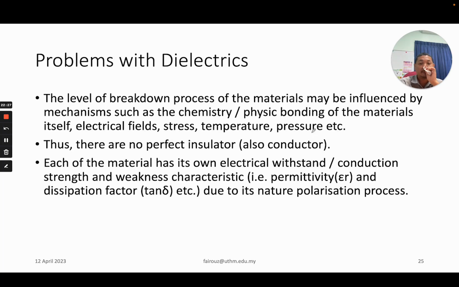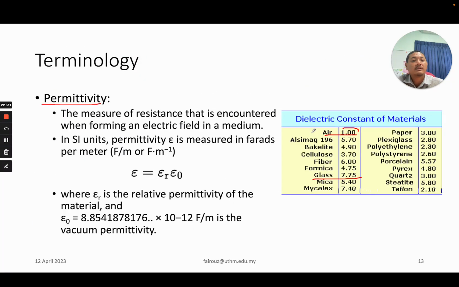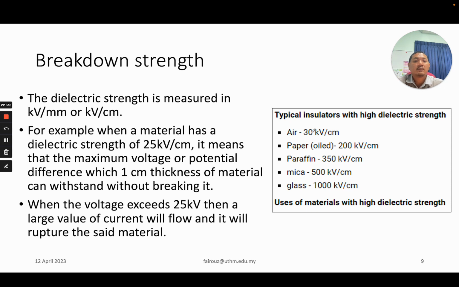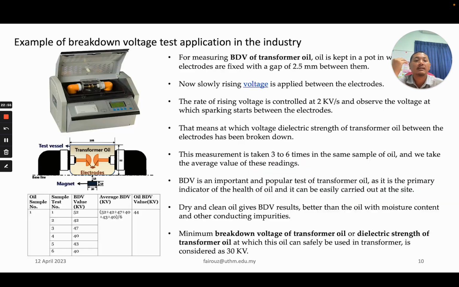So if you go back to the previous slide, as you can see here, the breakdown strength of air is 30 kV per centimeter. Paper is much better because paper is a solid material, so the breakdown strength or dielectric strength is 200 kV per centimeter. And then you can see here, glass is 1000 kilovolt per centimeter. So different materials have different dielectric strengths.